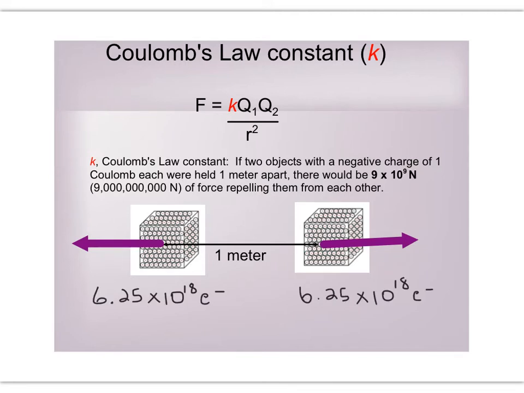So if I have a whole lot of electrons, 6.25 times 10 to the 18th, and we hold that 1 meter away from another 6.25 times 10 to the 18th electrons, then those two coulombs will push on each other with a force of 9 times 10 to the 9th newtons.